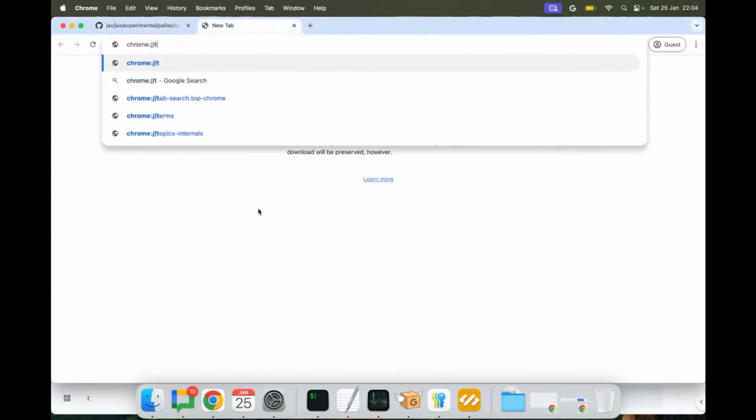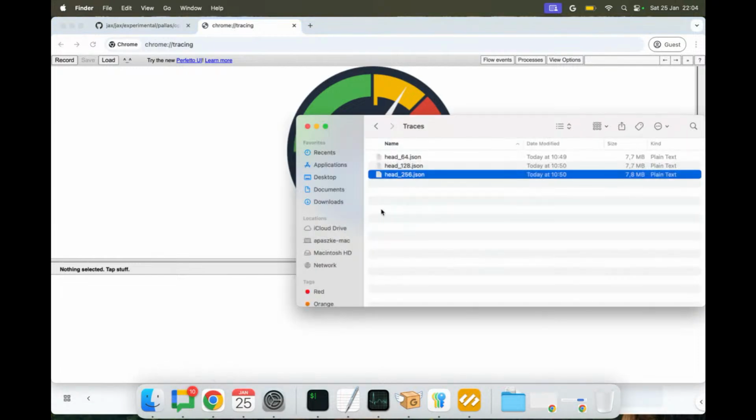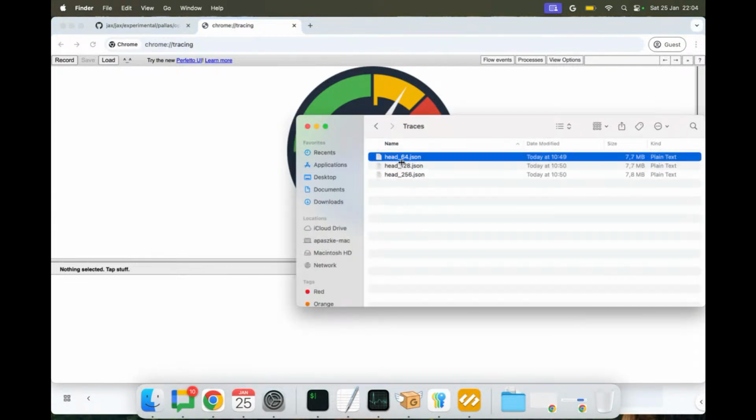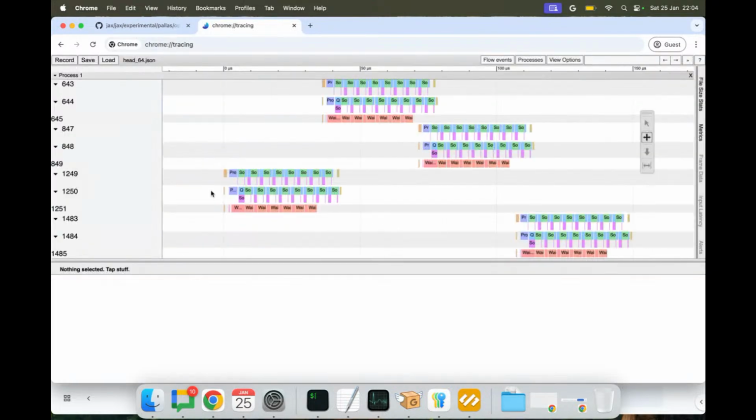What it generates is just a JSON file. You essentially have to specify a directory where it will be dumped. It generates a JSON file, and you can open up Chrome tracing, or you can open up Perfetto, depending on what you like. You can drop the file there. I have to wait a little to let it import. And there you go. This is what happened in our kernel.